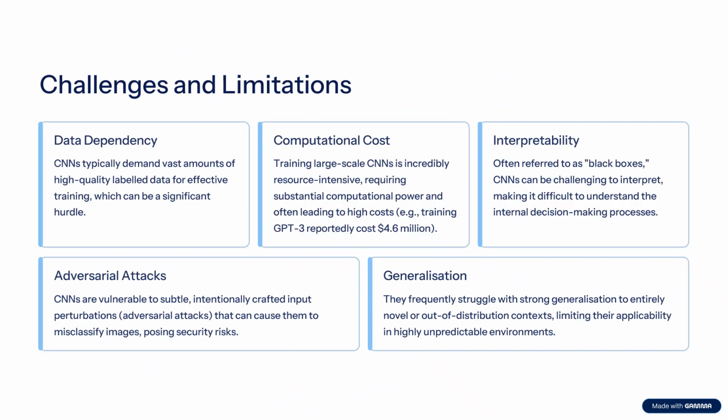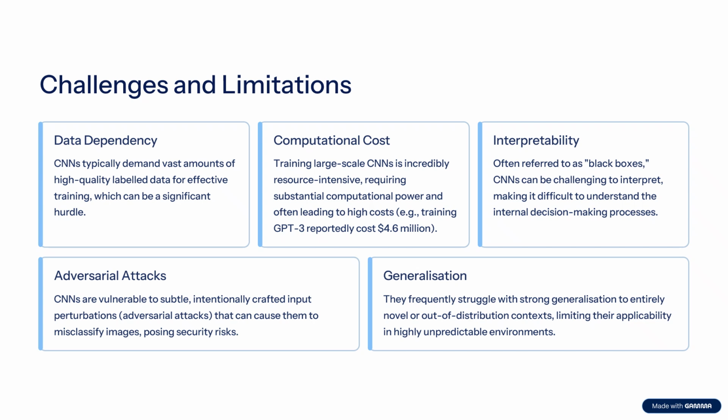The challenges and limitations. Though convolutional neural networks have many advantages and applications, they also have some challenges and limitations. Data dependency. Convolutional neural networks typically demand vast amounts of high-quality labeled data for effective training, which can be a significant hurdle. Computational cost. Training large-scale convolutional neural networks is incredibly resource intensive, requiring substantial computational power and often leading to high costs.